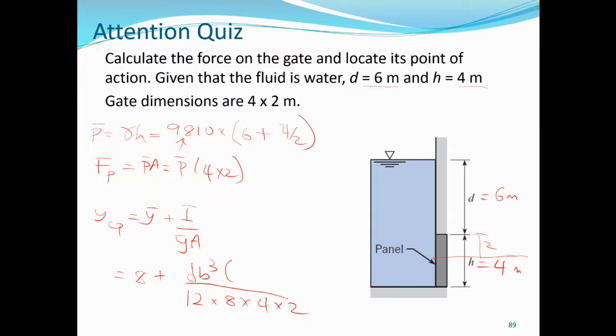d here is the depth of the panel, which is 4. b is the width, the breadth, which is 2, to the power of 3. Okay, so this will give you the center of pressure. Very simple.